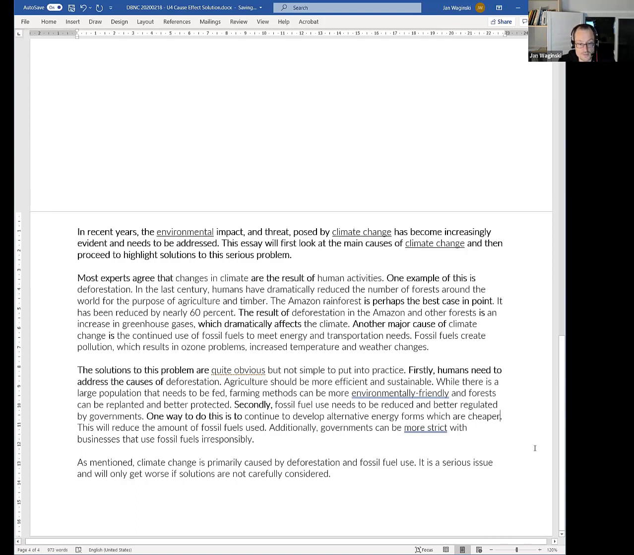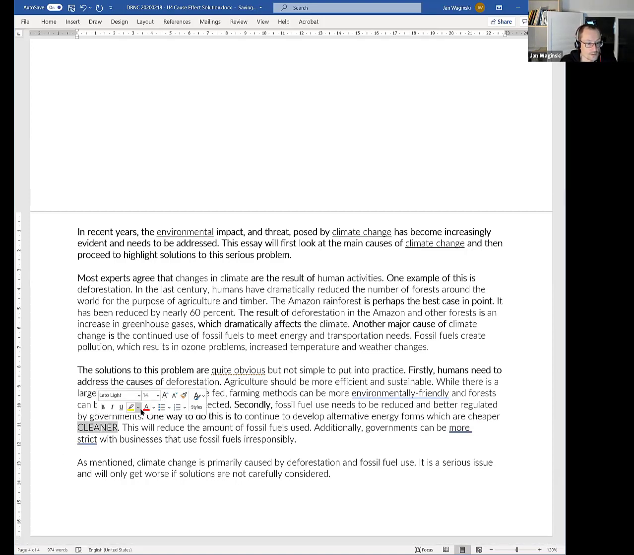Okay, this should be cleaner. I'm going to have to change that. Continue to develop alternative energy forms which are cheaper or which are cleaner. This will reduce the amount of fossil fuels used. Additionally, so he's got a third solution. Governments can be more strict with businesses that use fossil fuels irresponsibly.